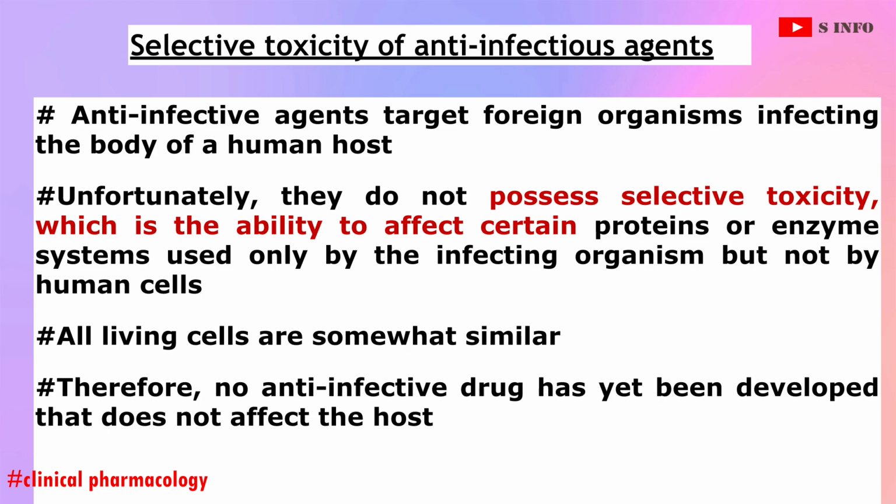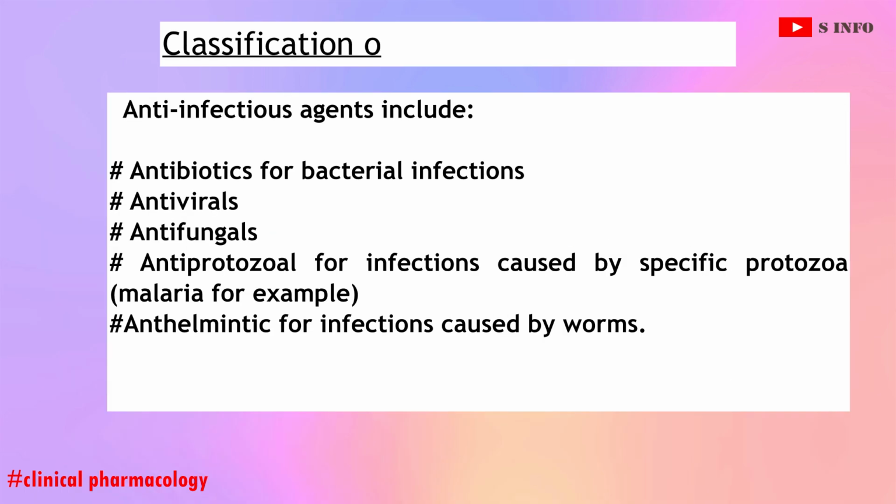Now we are going to talk about the classification of anti-infectious agents. We will continue with details later, but anti-infective agents include antibiotics for bacterial infections, antivirals, antifungals, and antiprotozoals for infections caused by specific protozoa, like malaria, for example. We also have anthelmintics for infections caused by worms.